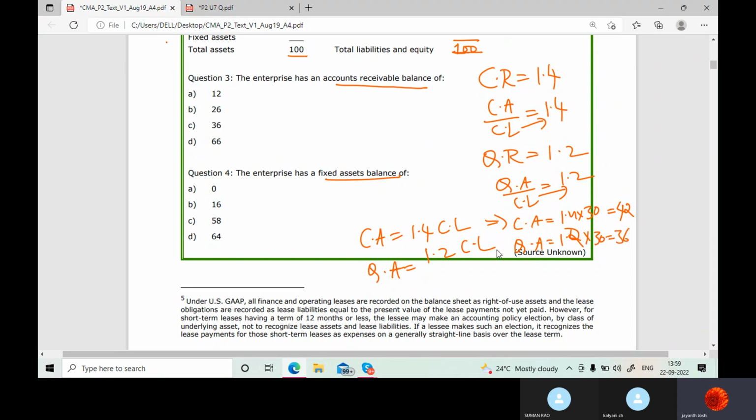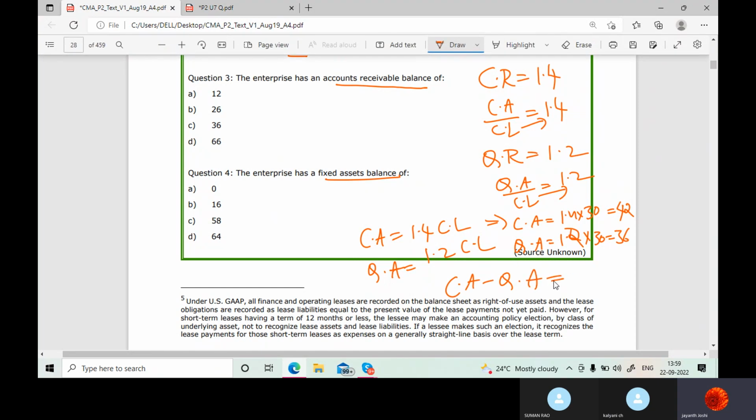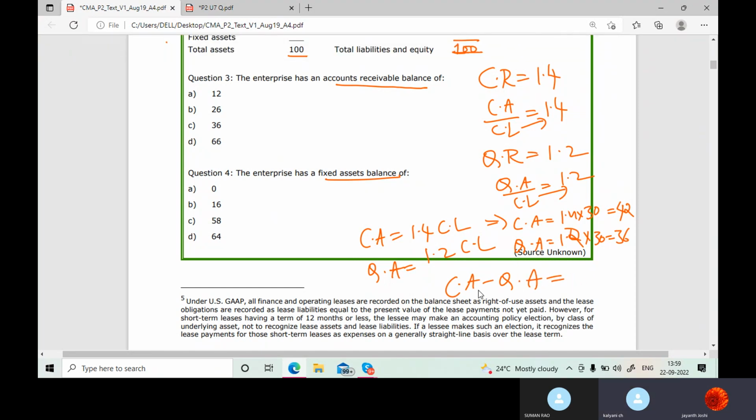Did I write the formula that the major difference between current assets and quick assets is inventory? Please tell me yes or no. So 42 minus 36 is how much? 6. Is this your inventory? Please tell me. Yes, sir.